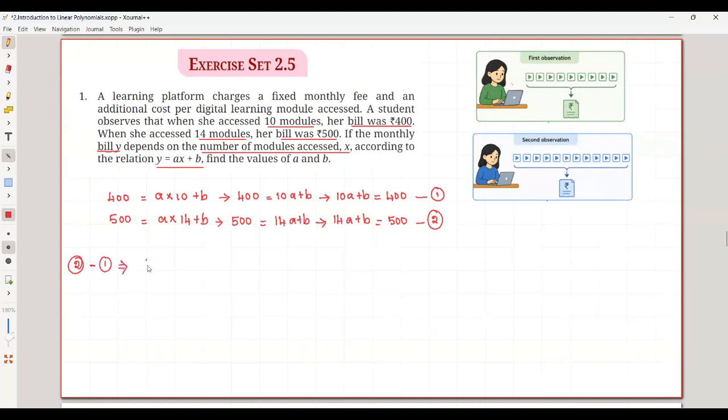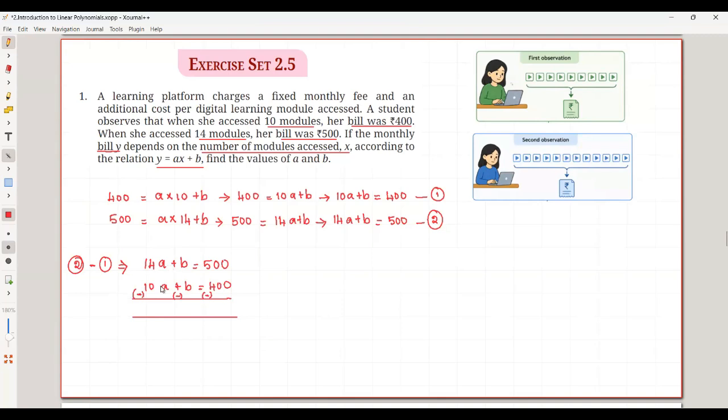So equation number 2, I'm getting 14A plus B is equal to 500, the second equation, right? And 10A plus B is equal to 400. I have to subtract. While subtracting, we have to change the sign. This term minus this term means you have to change the sign. So plus will become minus, plus will become minus. Here also plus 400 will become minus 400. While subtracting, change the sign and then you can add.